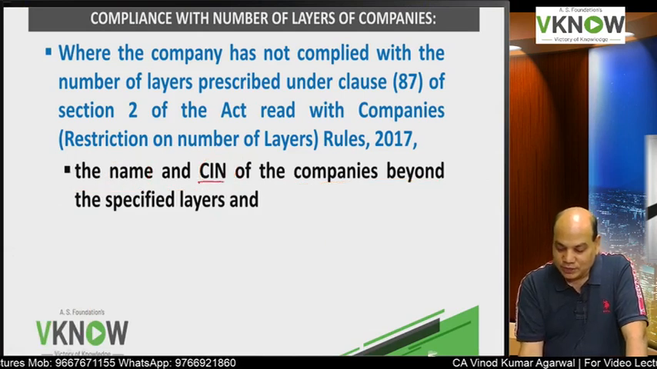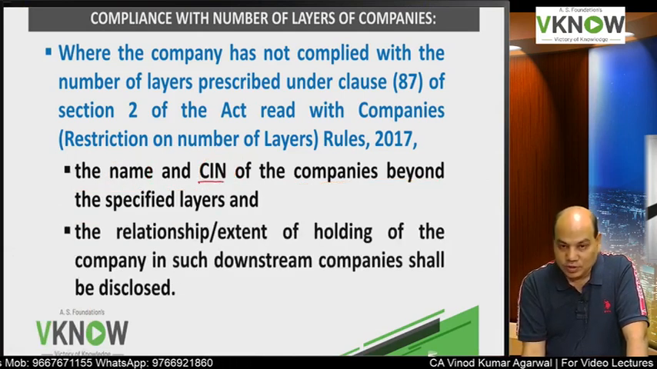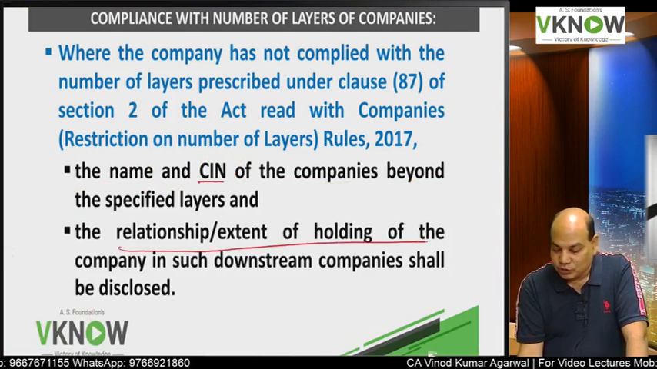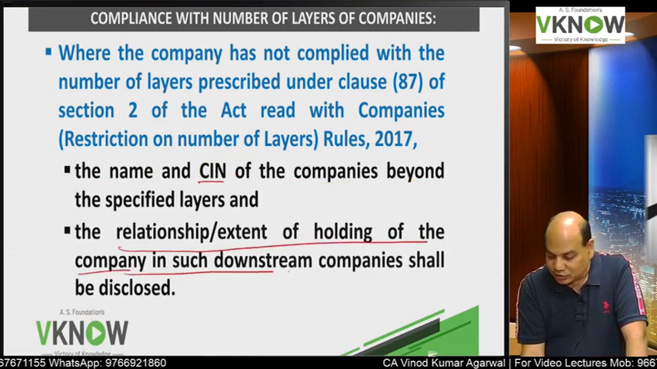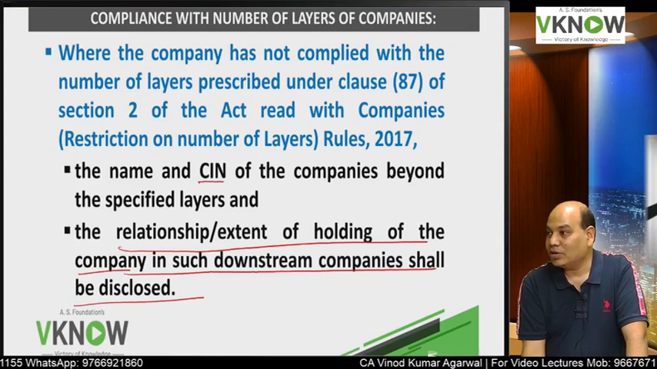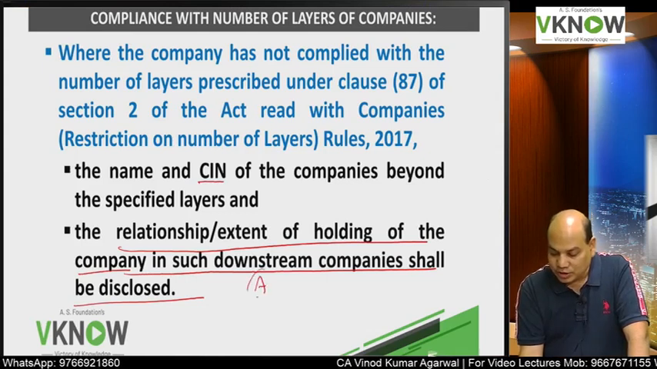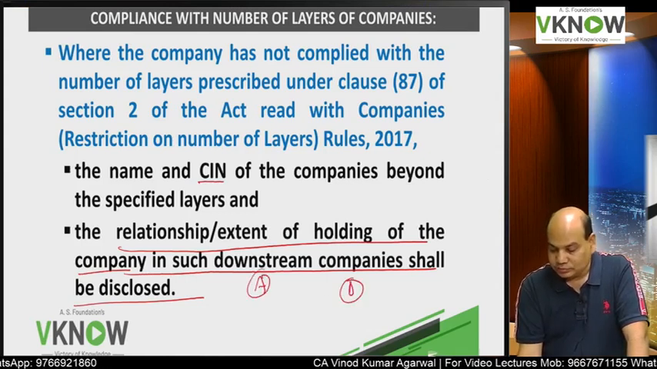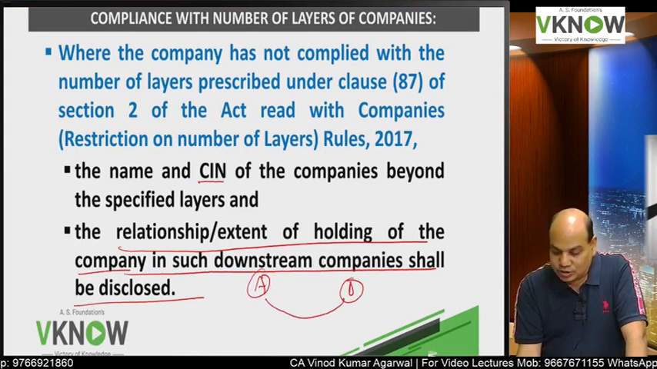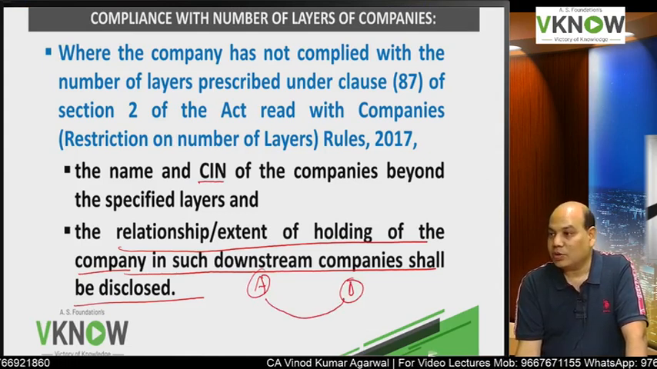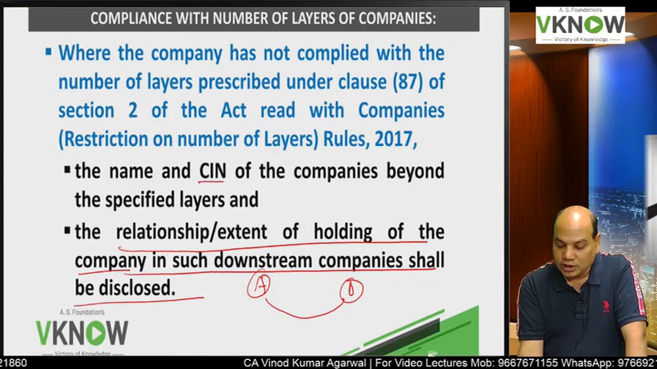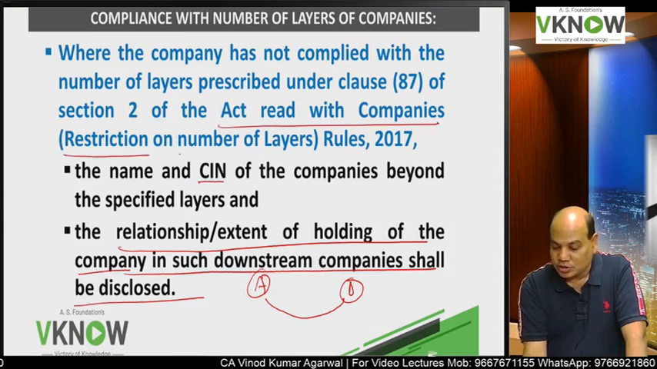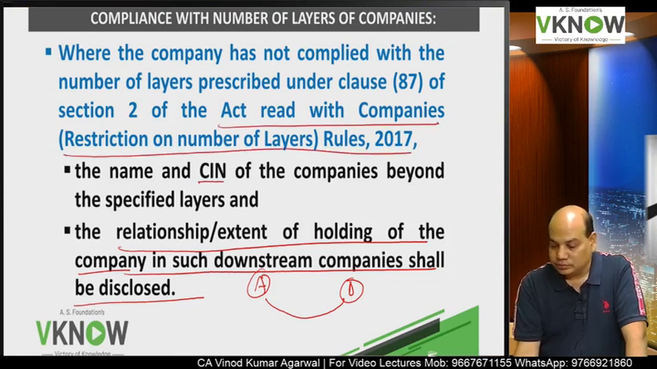So the company identification number will have to be given, and the relationship or extent of holding of the company in such downstream companies shall be disclosed. So how many shares is A holding in D? What is the relationship between these two companies? All this will be disclosed, because you are violating this rule, the Companies (Restriction on Number of Layers) Rules.